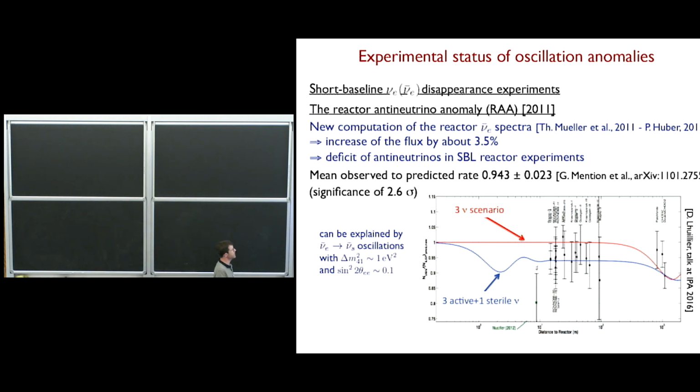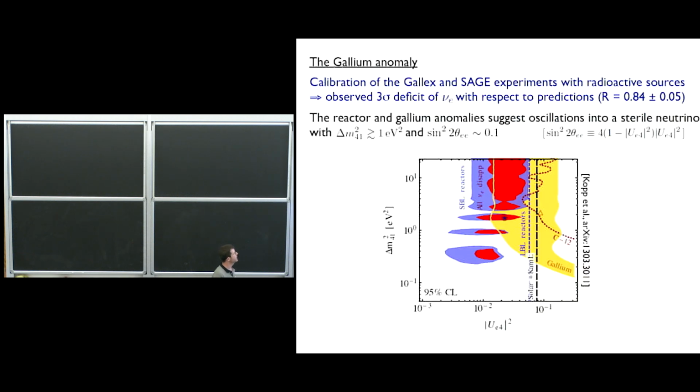We can explain it by short baseline oscillations. For this, we need a new delta m squared. So let's invoke a sterile neutrino with a delta m squared 4 1 of order 1 eV squared and mixing angle sin squared 2 theta e of order 0.1. I'm saying this now, I mean, the question is clarified, but just to summarize the value of the parameters that were needed to explain this.